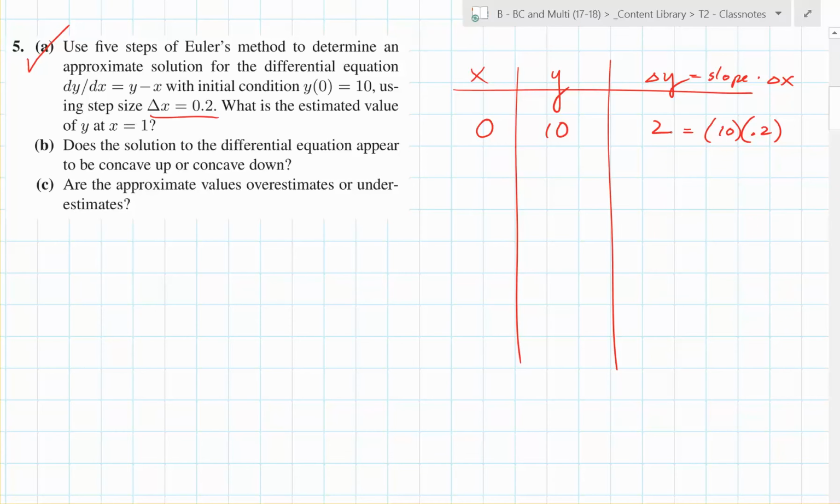How am I doing so far? Does that look okay? I need help here. It's really easy to make small mistakes. So then, what's the new x value? What's the next x value? 0 point what? 0.2. And what's the new y value, Yana?